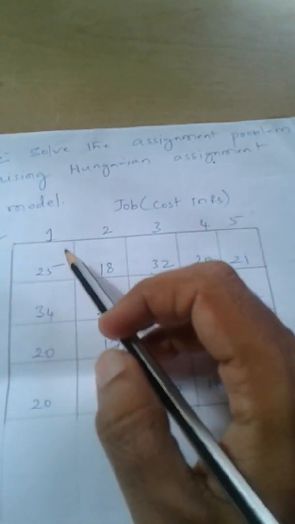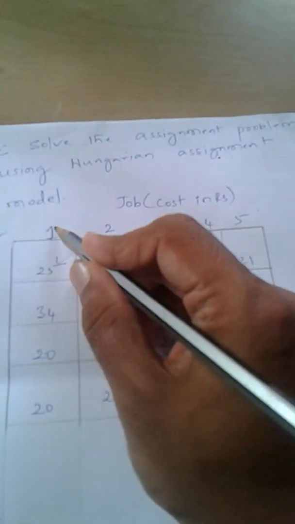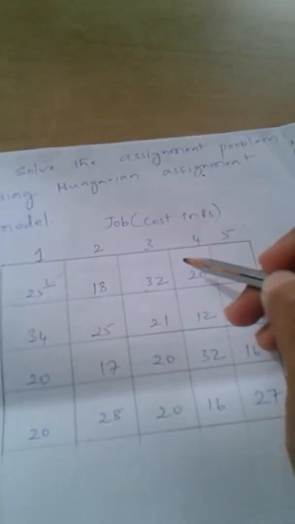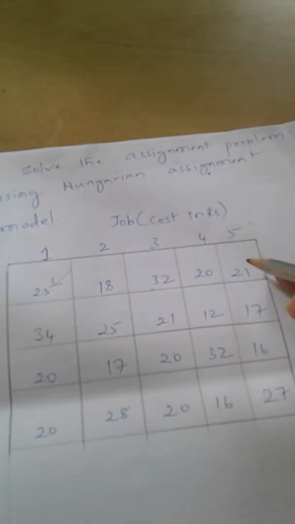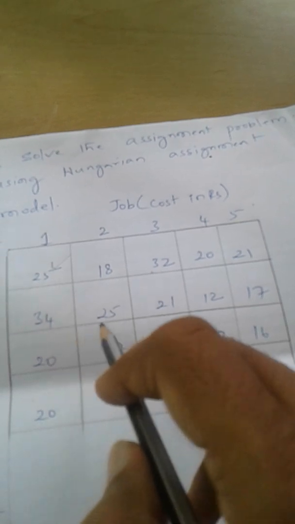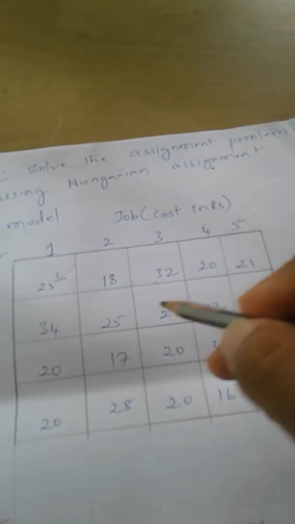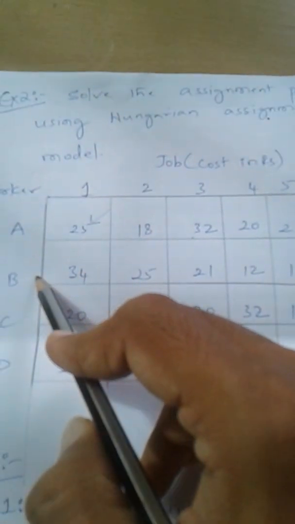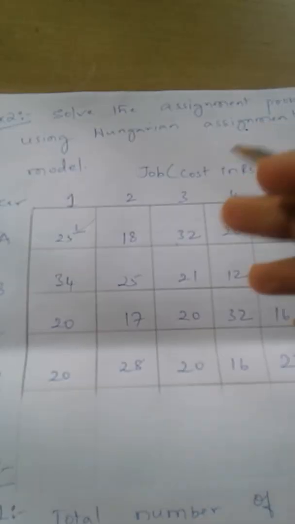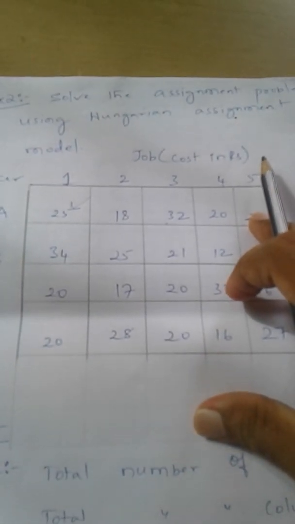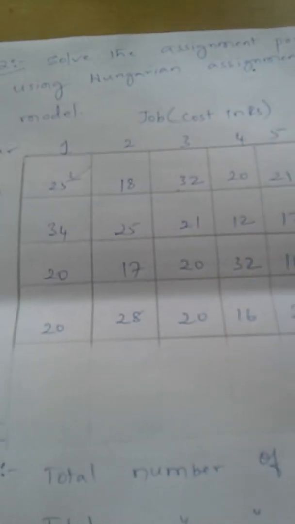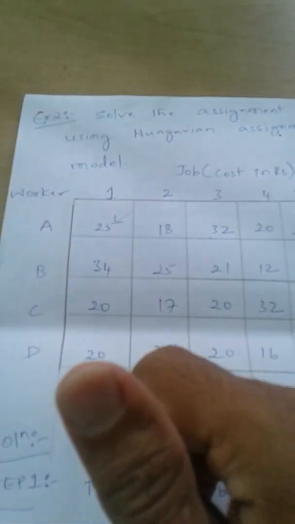If you have to see, worker A takes 25 rupees to complete the first activity, 18 rupees to complete the second activity, 32 rupees for this, 20 for this, and 21 for this. Similarly, for the rest, it is 34, 25, 21, 12, and 17 for activities by worker B. All right, so this is how basically the problem is being defined. Now based on this particular data we have to decide which activity has to be allotted to which worker.